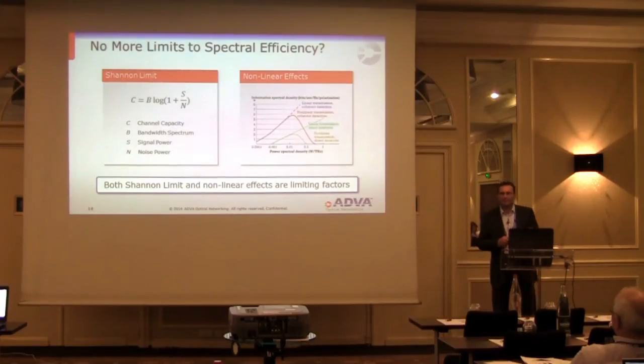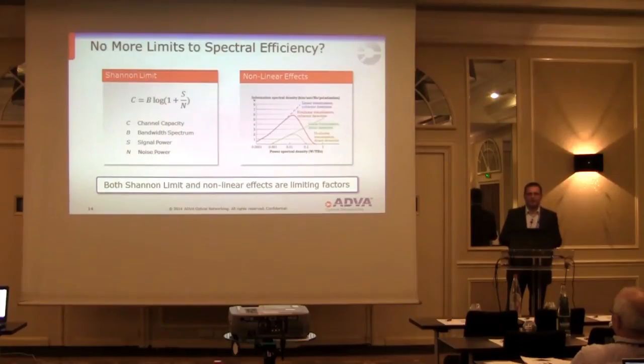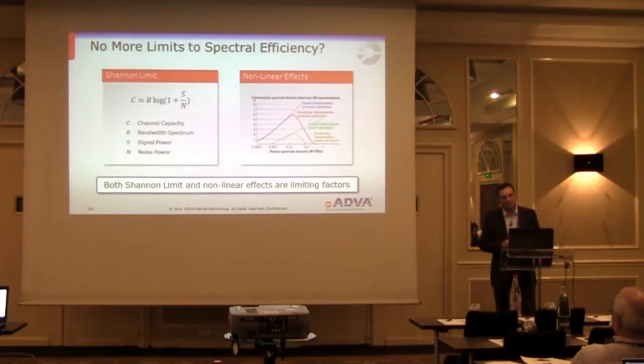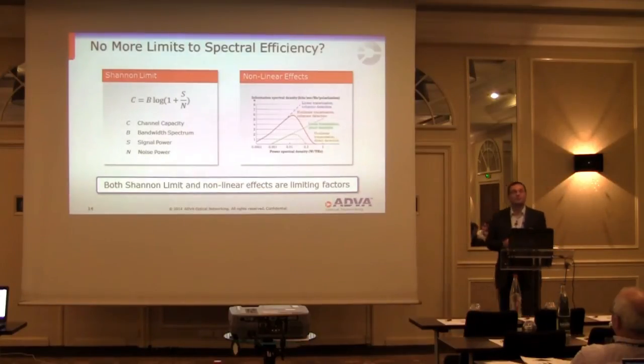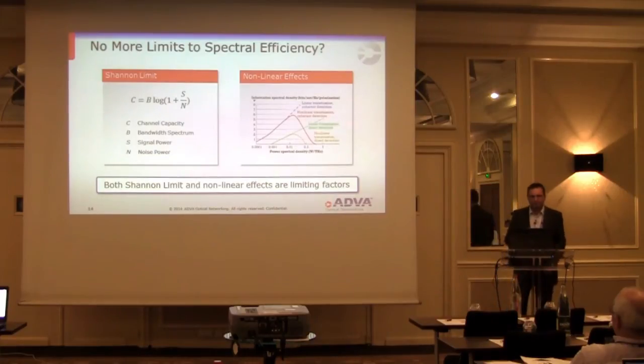Shannon limit is what we have to deal with. And just as an idea, with DP-QPSK, which is used for 100 gig transmission today, we are already very close to the Shannon limit. So there's not much room there.